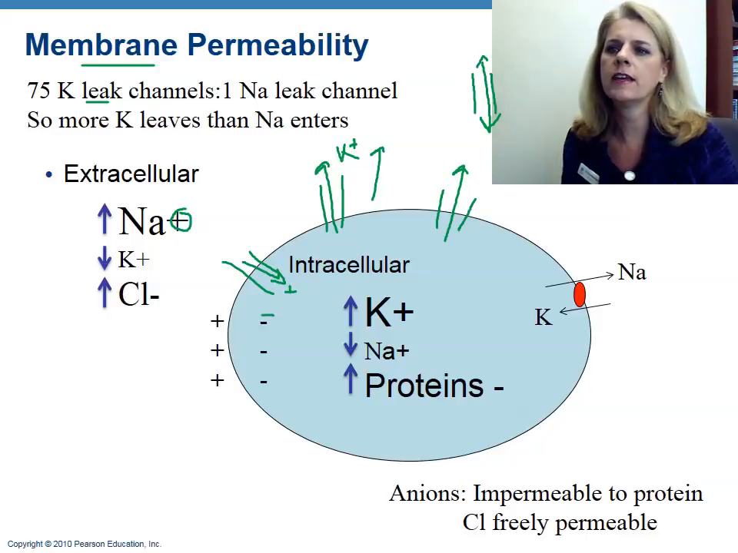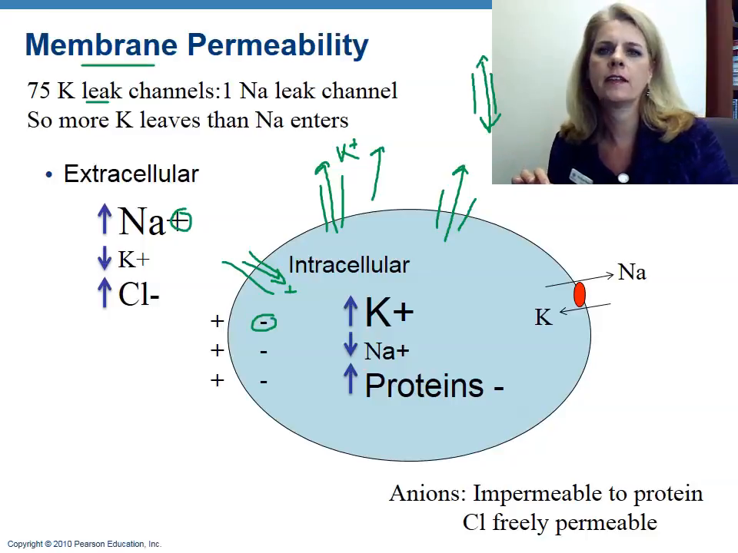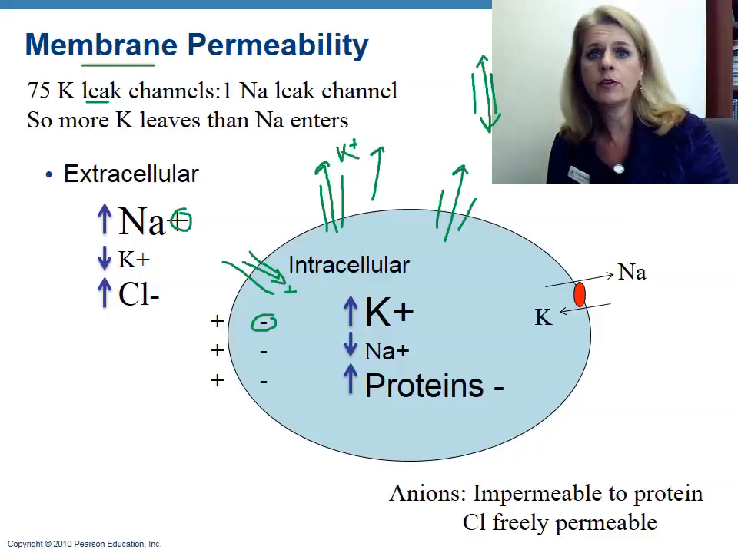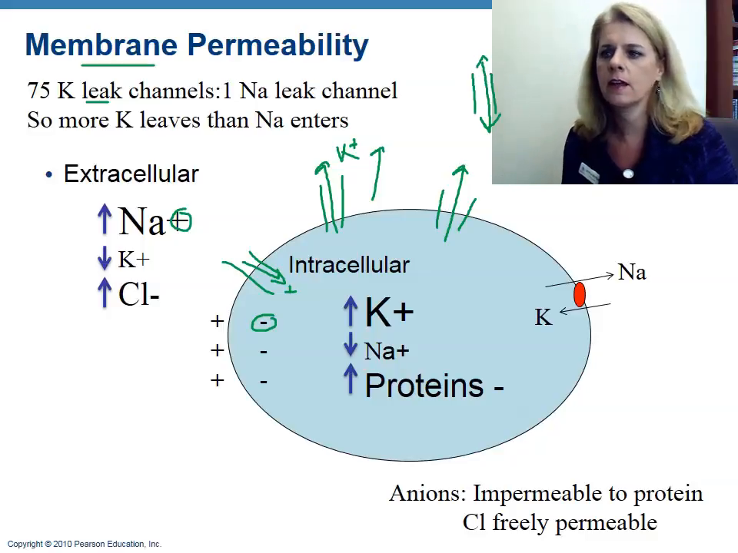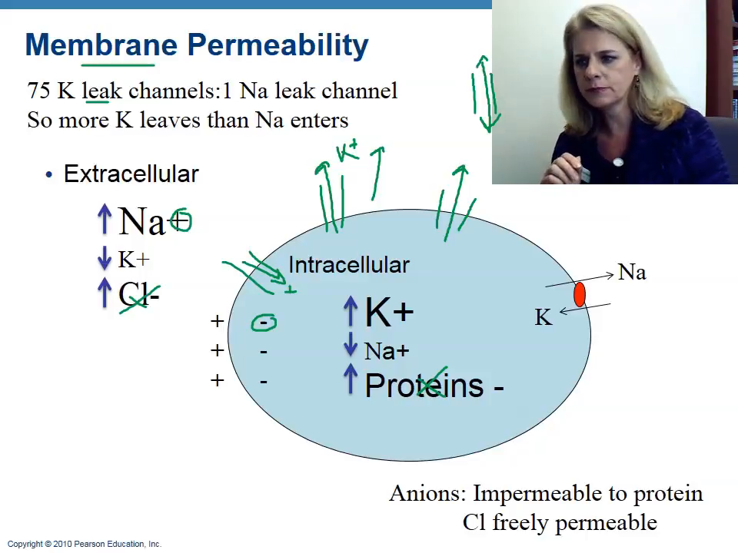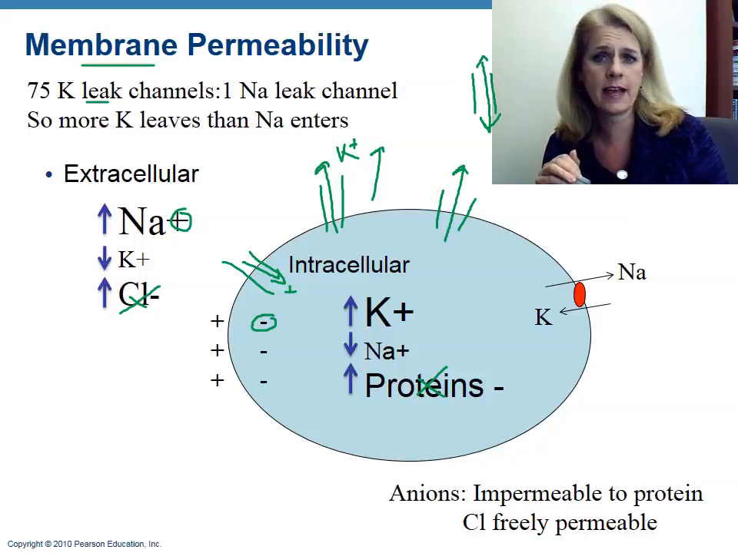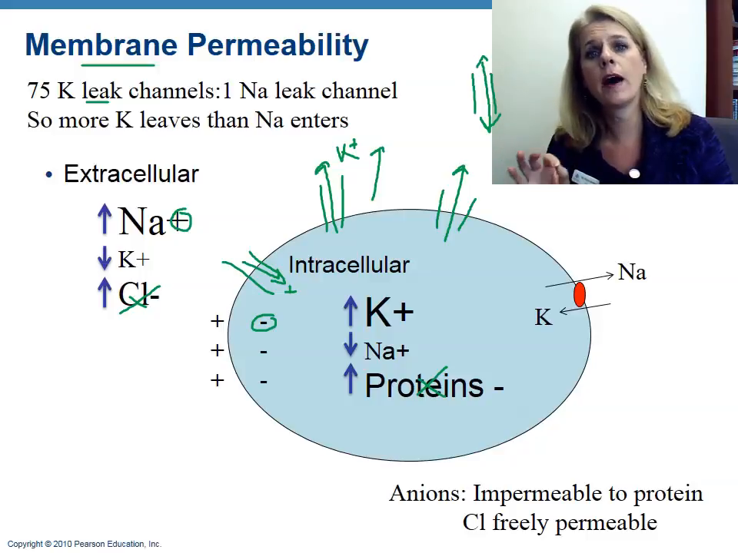So you're leaving the inside of the cell negative relative to the outside. So you've basically charged the battery. You've set up a resting membrane potential. There's actually a charge difference between the inside and the outside. You don't really have to worry about what's going on with the proteins. They don't move, and chloride goes back and forth freely, and so the negatives balance out. So you're just worried about the positives.